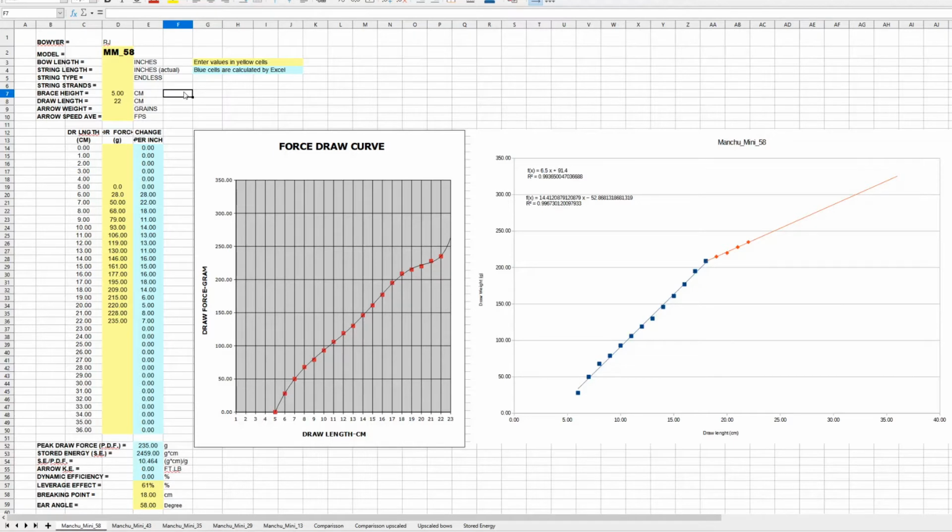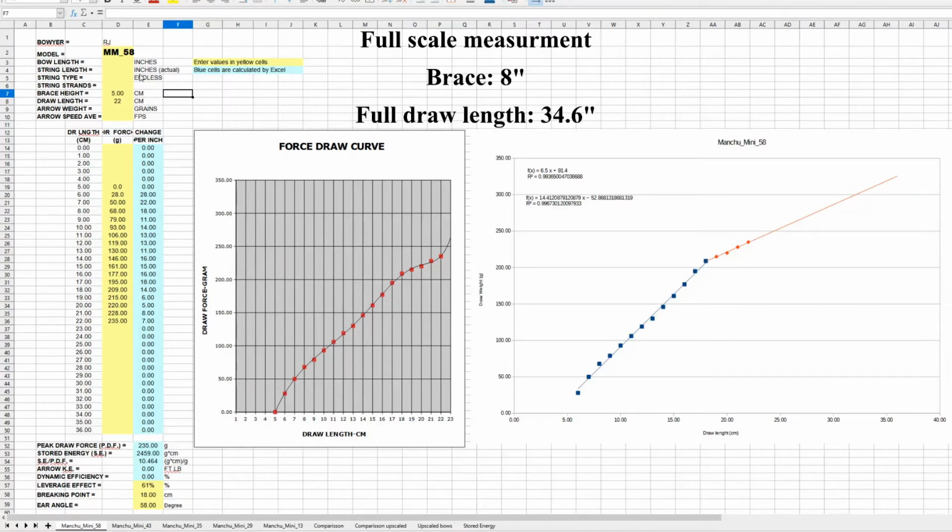This is the first force draw curve. This is for the bow model MM58. MM58 stands for miniature Manchu 58, and 58 refers to the ear angle of 58 degrees. This is a standard form for force draw curves. I added some extra things like ear angle. Breaking point is the point where the ears engage. For this bow, it's at 18 centimeters.